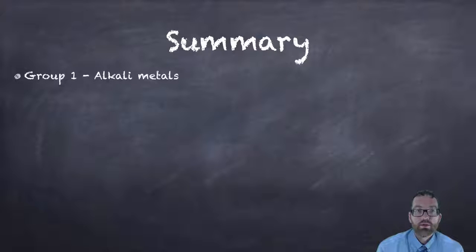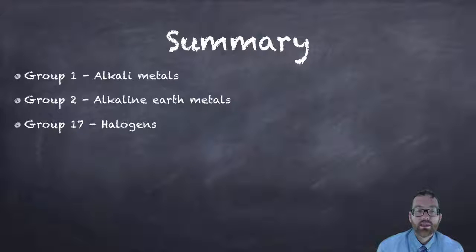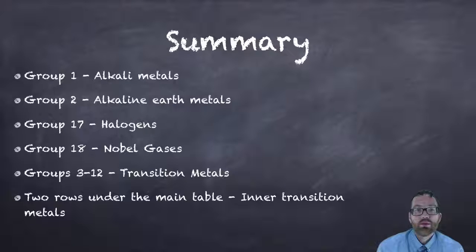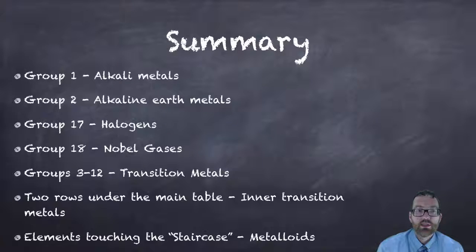So summary here. Group 1, you need to know, are alkali metals. Group 2 are the alkaline earth. 17 are the halogens. 18 are the noble gases. 3 through 12 are transition metals. And the two rows under the main table are the inner transition metals. And any element that touches the staircase, with the exception of aluminum, is considered a metalloid.